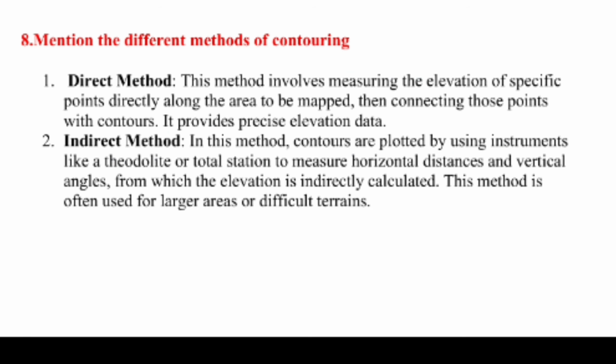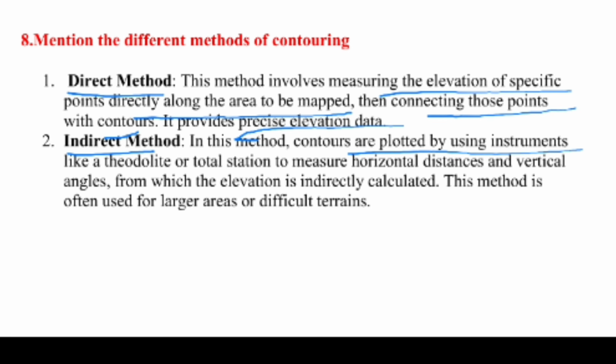So next question, mention the different methods of contouring. There are two types: one is the direct method and the other is the indirect method. In the direct method, we can measure the elevation of specific points directly along with the map and connect those points with contours, providing precise elevation data. In the indirect method, you plot the contours using instruments like a theodolite and total station, measuring the horizontal distance and vertical angle, from which elevation is indirectly calculated. This method we use for large areas and difficult terrains. There you can use these types of contouring methods.